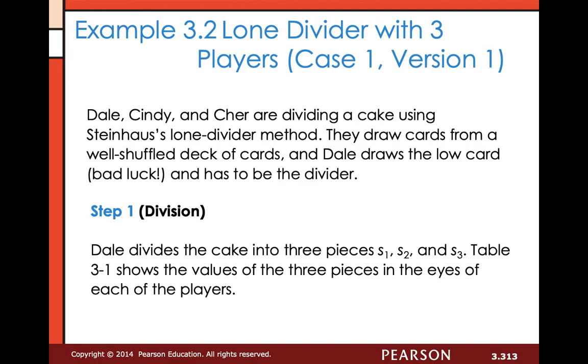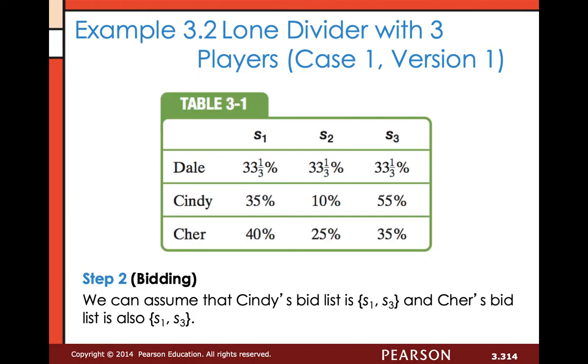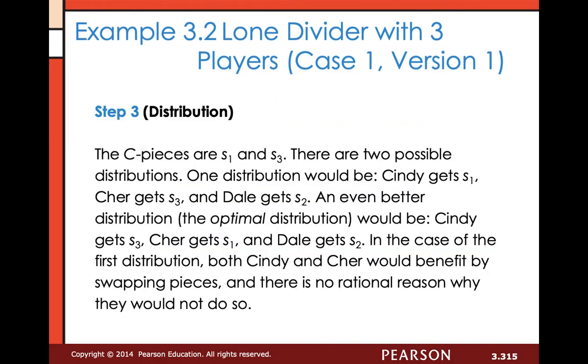So Dale divides the cake into 3 pieces. We're going to call them S1, S2, and S3. The next table shows the values of those 3 pieces in the eyes of the players. With Dale being the divider, obviously he split the cake up to where he believes each piece is 33.33%. Cindy, however, believes that S3 is much higher at 55%, and Cher believes that S1 is higher at 40%. So we can assume that Cindy's bid list is going to be S3 and S1 because those were the 2 that she put above 33.33%, and Cher's bid would be S1 and S3 as well, seeing as those were the 2 that were above 33.33. So the C pieces are S1 and S3. Those were the 2 pieces that were the most valuable.